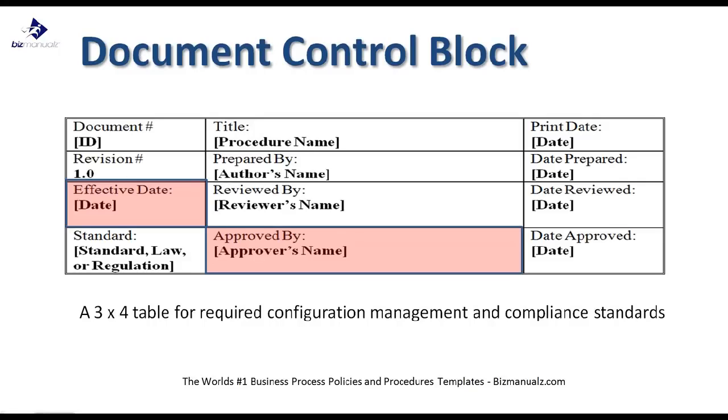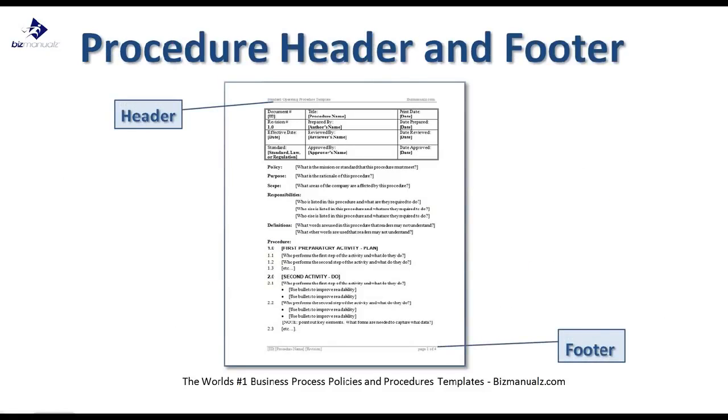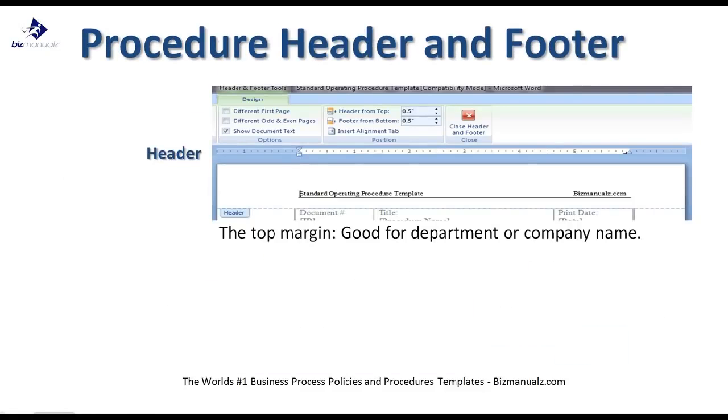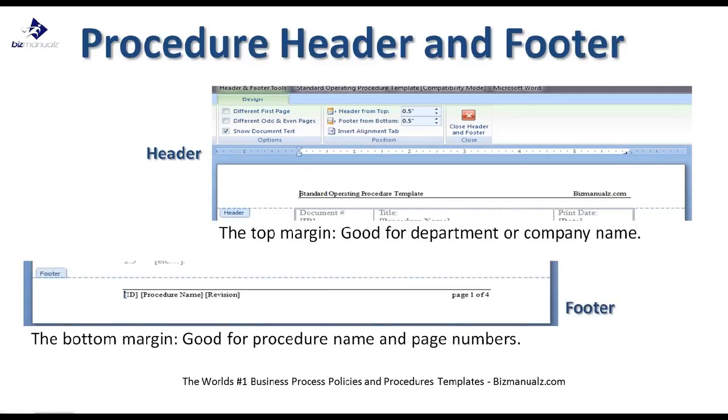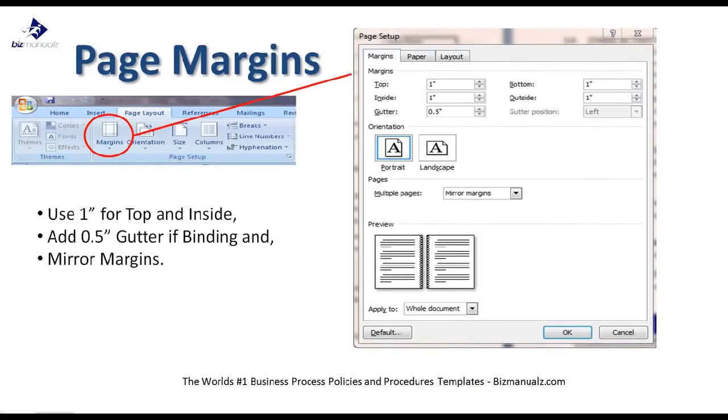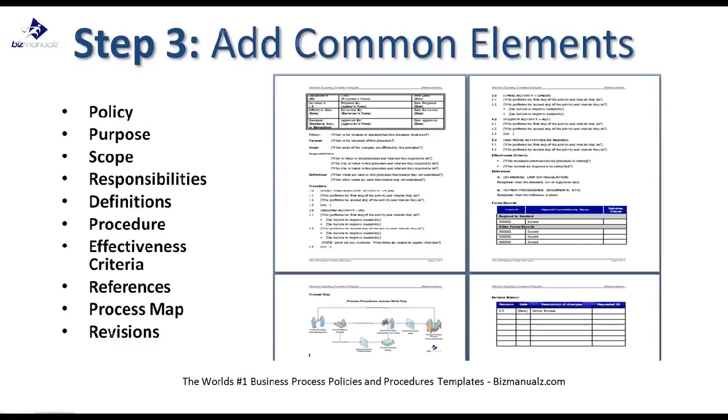Next, we're going to look at the header and footer. The header is at the top and the footer is at the bottom. The top margin is good for department or company name. The bottom margin is good for procedure name and page numbers, providing identification for each page. For page margins, we use 1 inch all the way around. Half-inch gutter margin is good if you're binding. Otherwise, we can leave that 0.